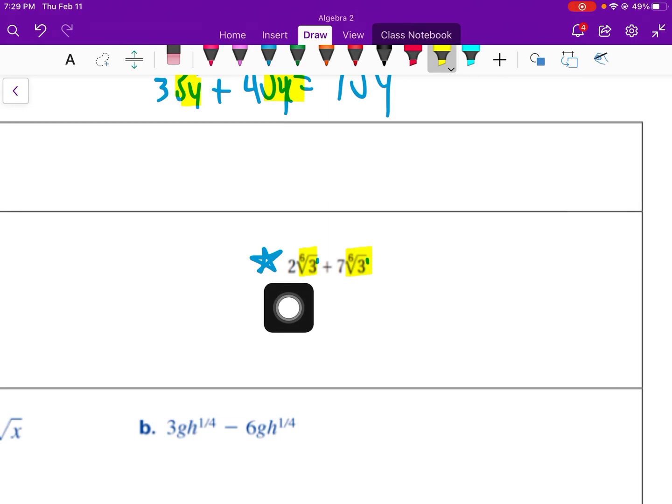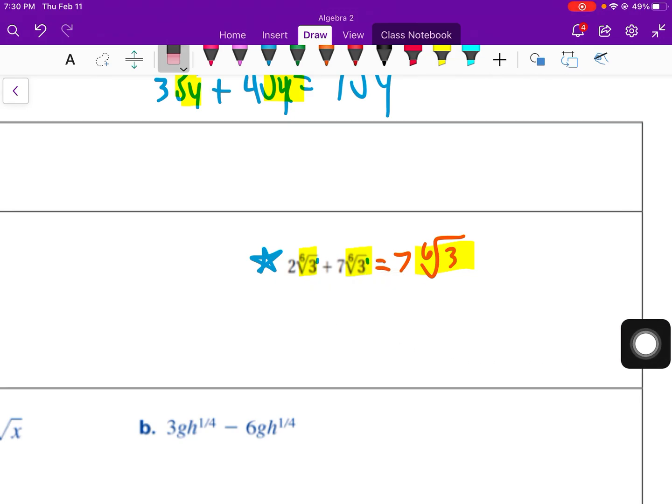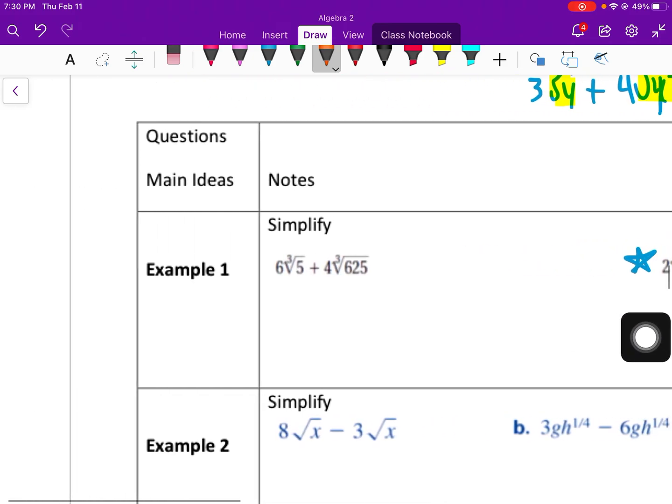So just like when we had 3x plus 4x, now it's 2 sixth root of 3 plus 7 sixth root of 3. So when we add them, we get 9 sixth root of 3. This highlighted part stays the same. Oops, excuse me, 9, because we needed to add 2 plus 7. So 9, because the coefficients are now what we're adding when we have the same term here.